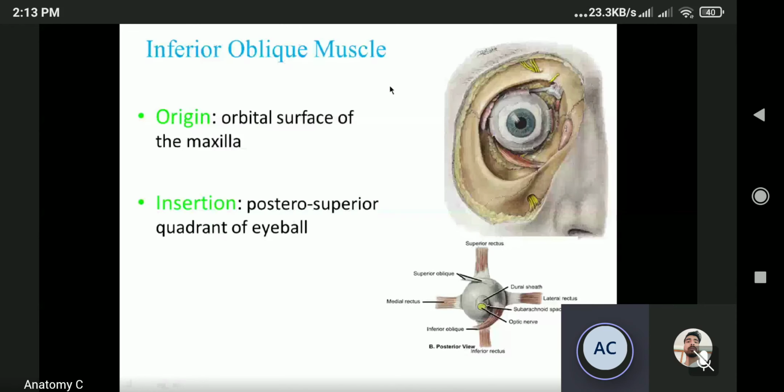Okay. Similarly, the inferior oblique. This one is the inferior oblique. As you know, this is the orbital surface of the maxillary bone. So the inferior oblique gets its origin from the orbital surface of the maxilla, and it is inserted into the posterior superior quadrant of the eyeball. This is the inferior oblique.